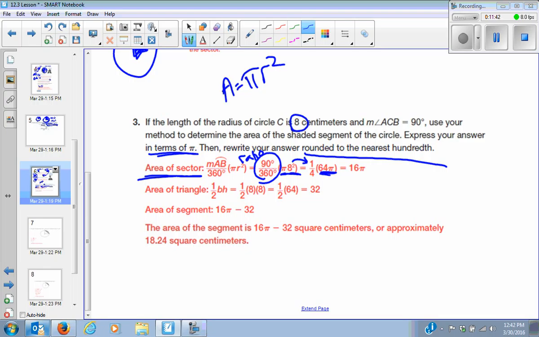They're just showing you their steps. So they took 8 and squared it, that became 64 pi. They reduced this to 1/4. 1/4 times that is 16 pi.